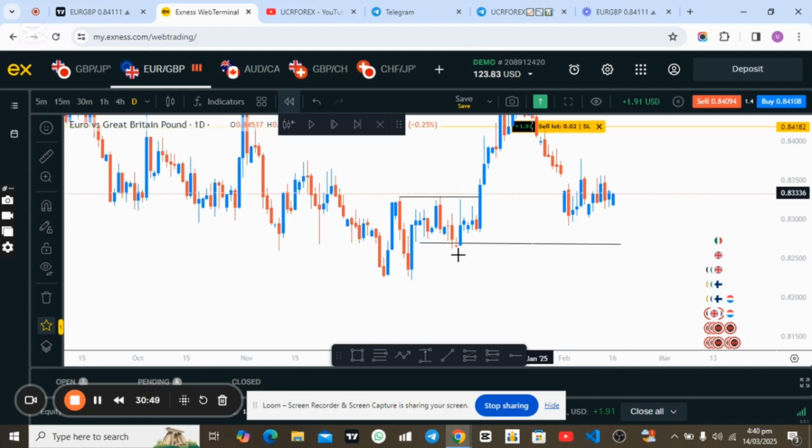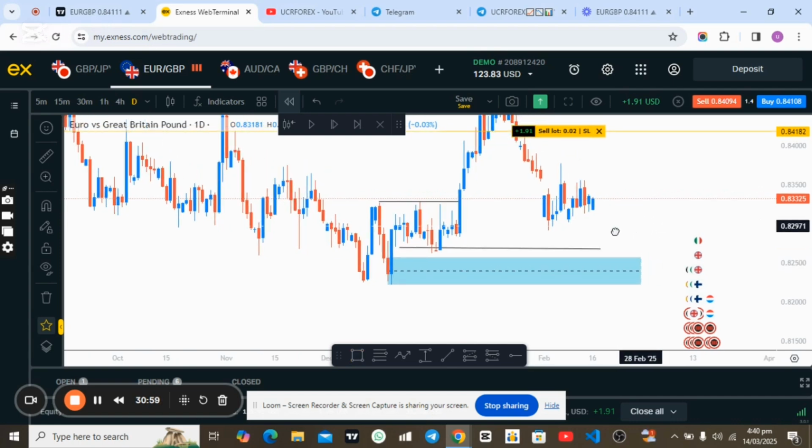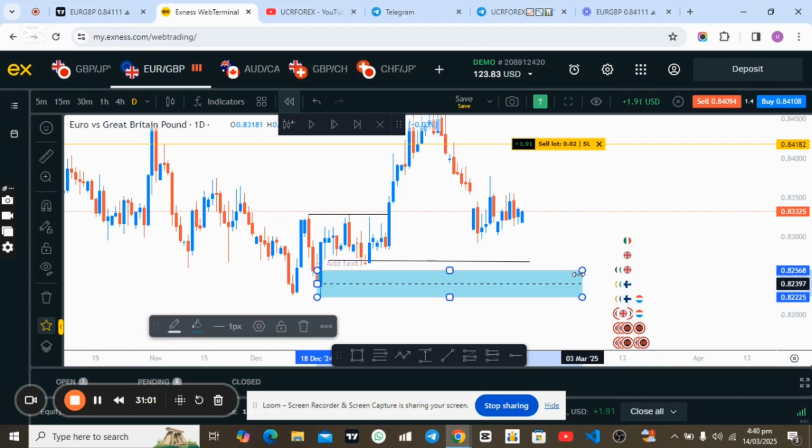So this is the equal low inducement we spotted, and this is our 4 hour time frame points of interest here. You can see these are 4 hour time frame points of interest. Very cool, very fine. So all we have to do is to wait for the market to return back.